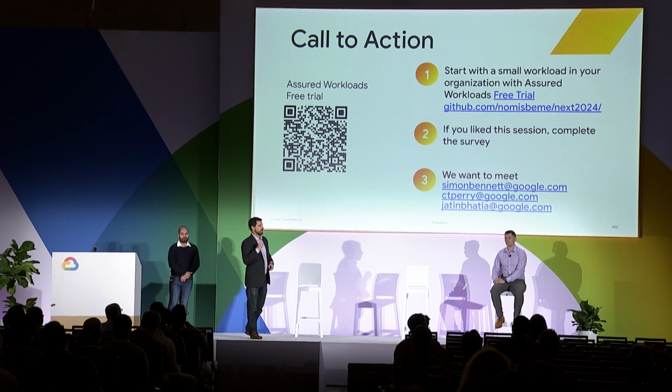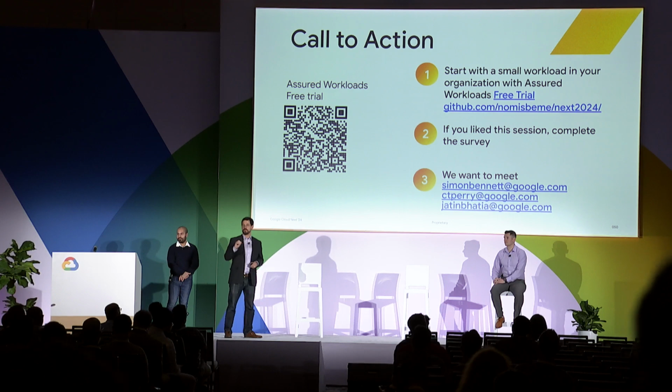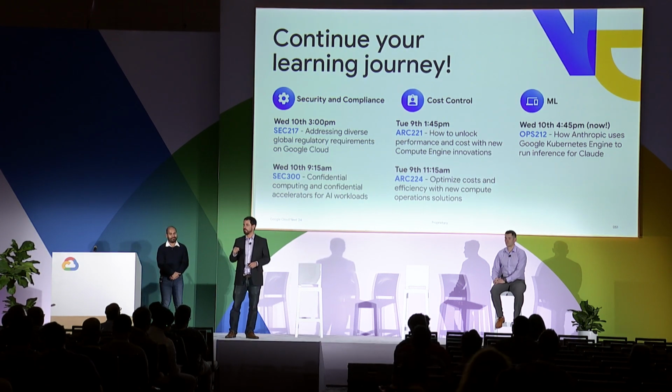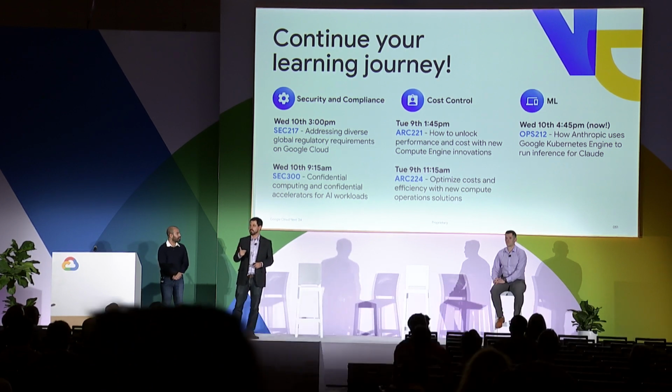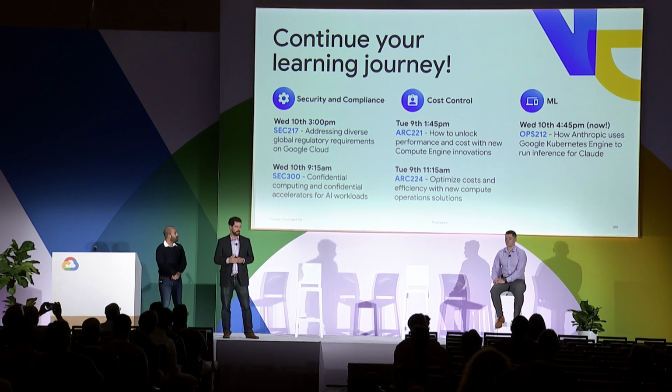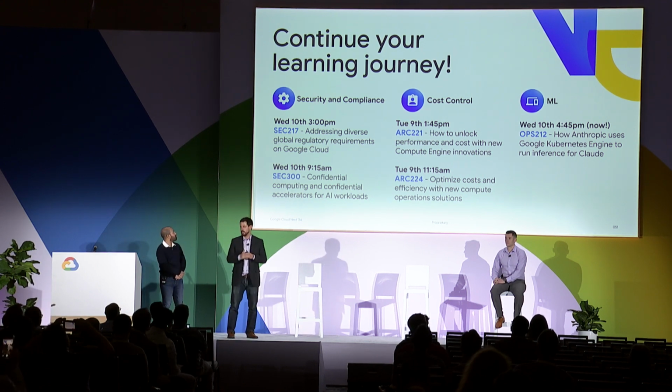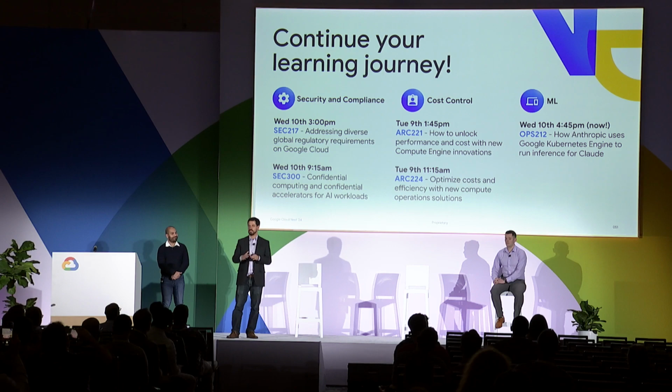We touched on a lot of different topics. We couldn't really do justice to all of them. So I wanted to highlight a couple of the other sessions that build on some of the themes we introduced. On the topic of security and compliance, Jatin did an excellent job of giving the high-level overview of what Assured Workloads is. There's a lot more to learn there. I highly recommend SEC 217. That goes into a lot more detail about some of the other compliance regimes that are available.